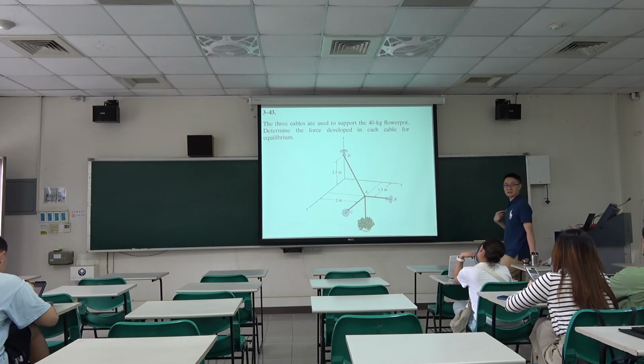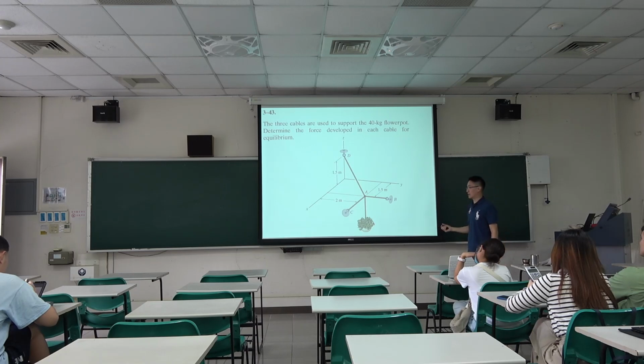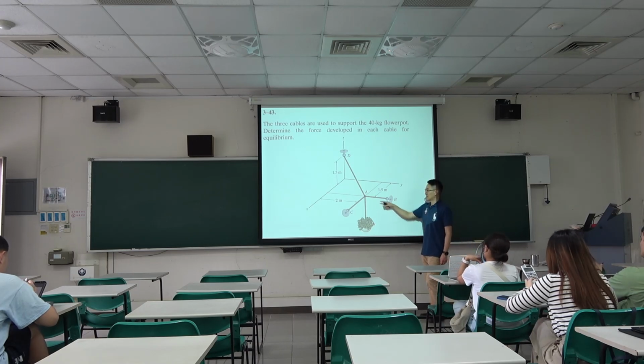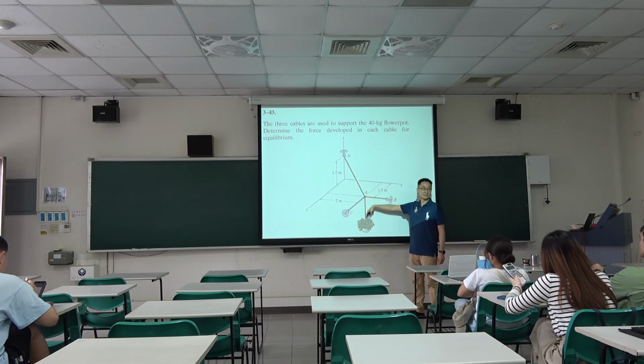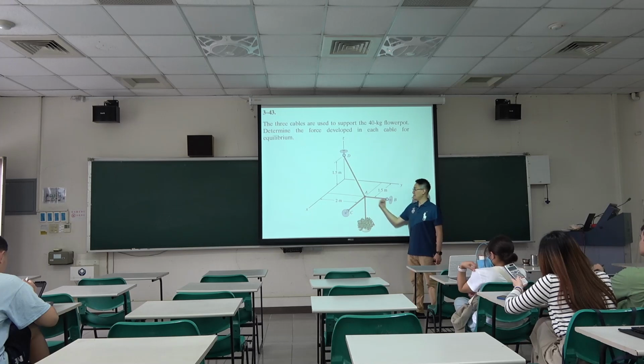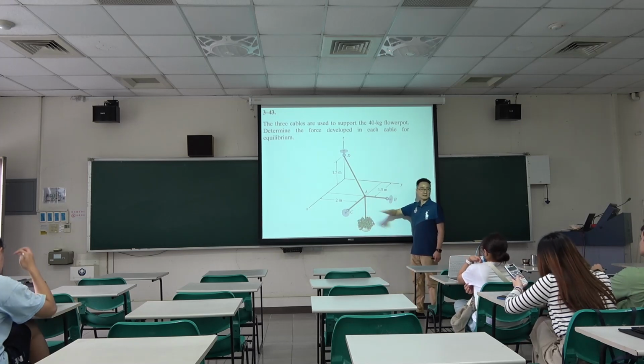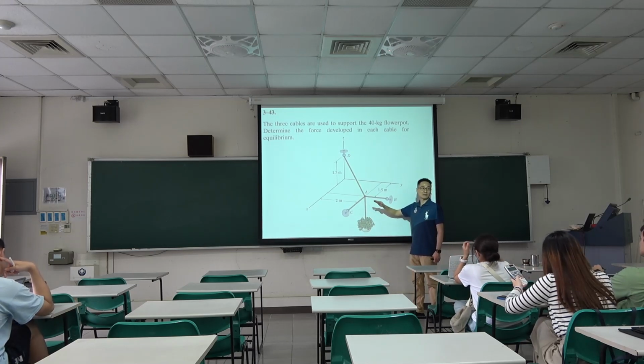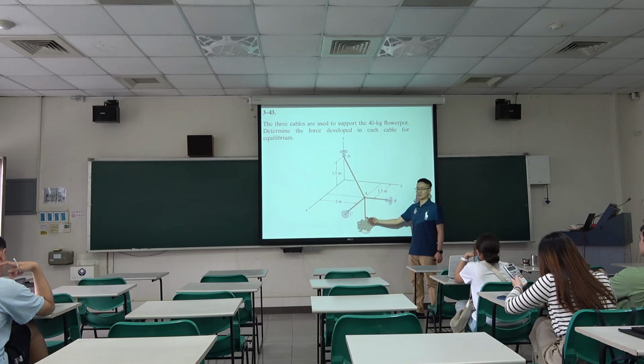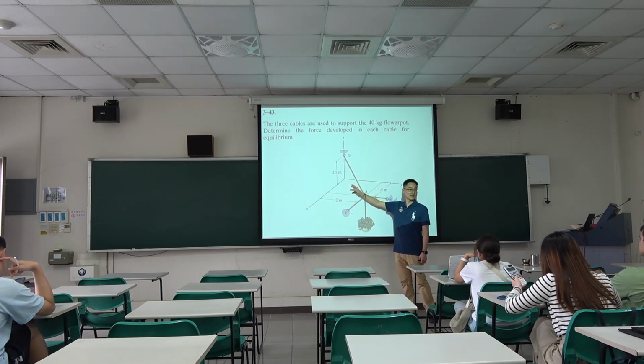Okay, personally, if I solve this question, I will use my observation first. So this one is downward. AB and AC are horizontal, so both of them do not provide support to this because it's vertical. So vertical support comes from this.